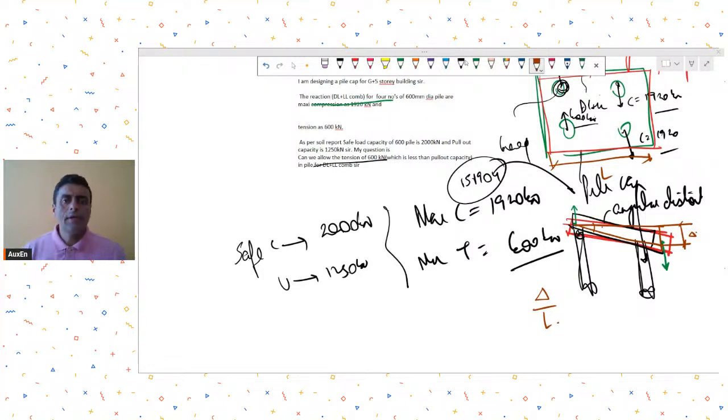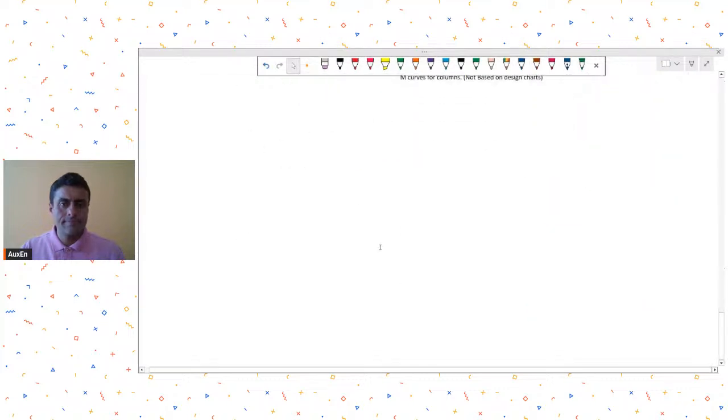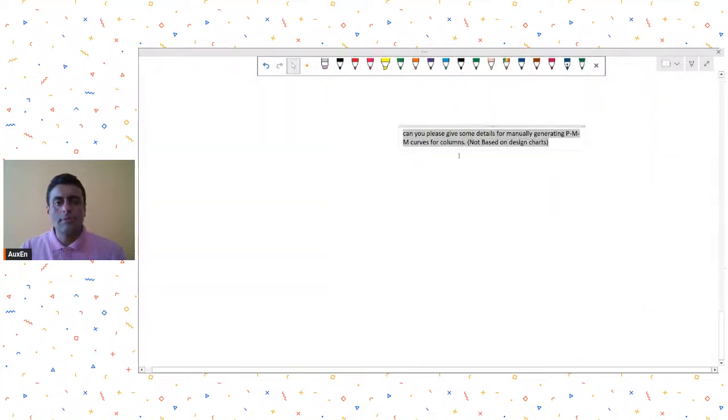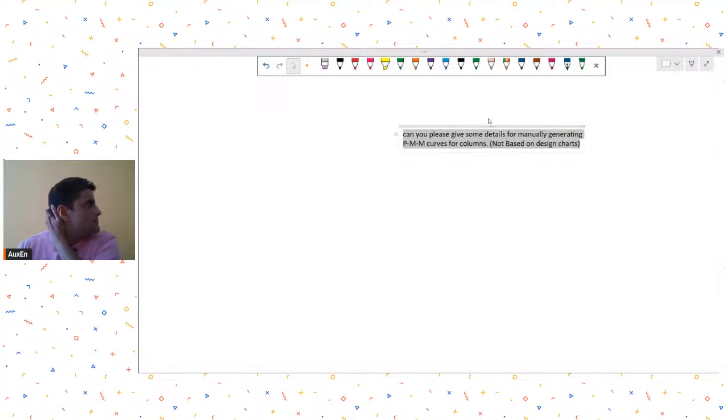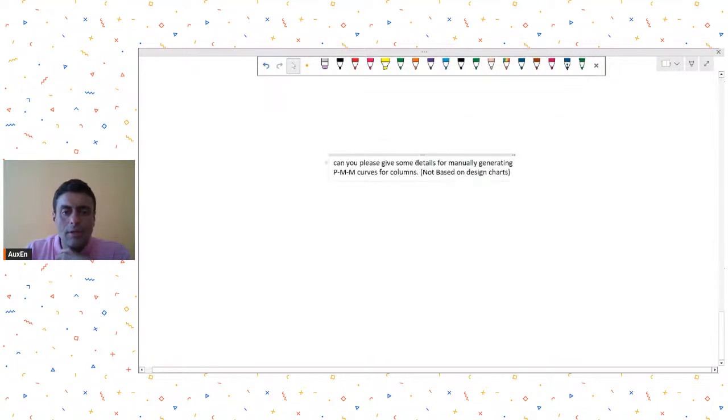Okay. Next question is from engineer Devlin. He is joining us from Oman, and he is a working professional. He is asking, and I'll just paste it. Oh, I have already pasted it. So this question is by Devlin from Oman. Can you please give some details for manually generating PMM curves for a column?